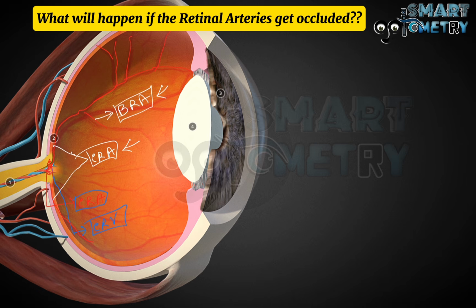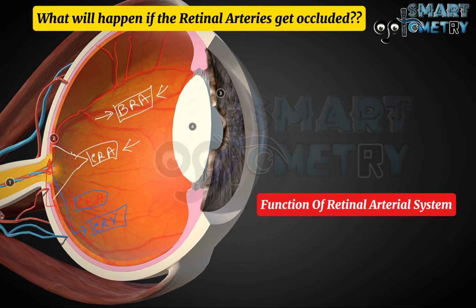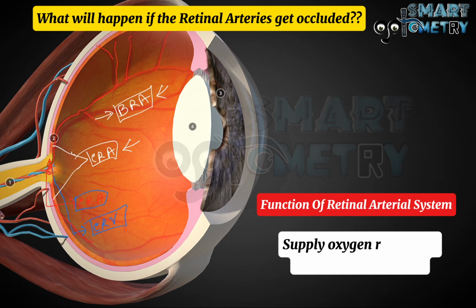To understand this, first we need to know what is the function of the retinal arterial system. The retinal arterial system supplies oxygen-rich blood and essential nutrients to the retinal neural cells so that they can stay alive and function normally so that we can see.